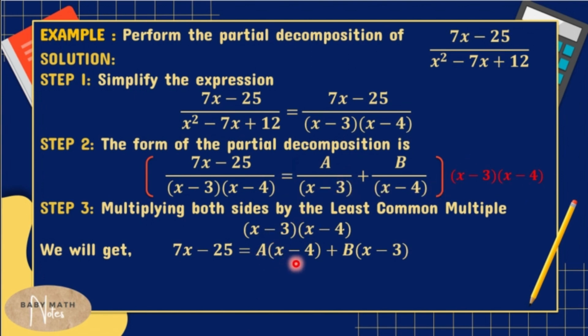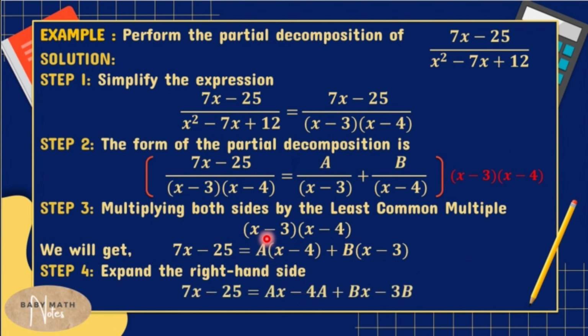Si A, ita-times natin sa x minus 4. Plus, B. May x minus 4 ka dito, may x minus 4 ka dito. Cancel yan. Ang matitira ay B times x minus 3. Okay? Step number 4, expand the right-hand side. So, ito yung left-hand side natin, ito yung right-hand side natin. So, we are going to expand this.